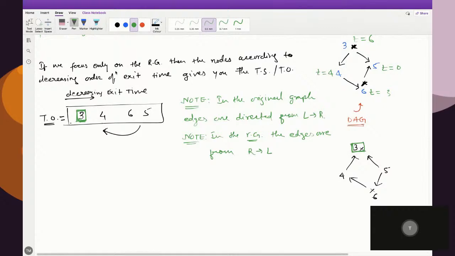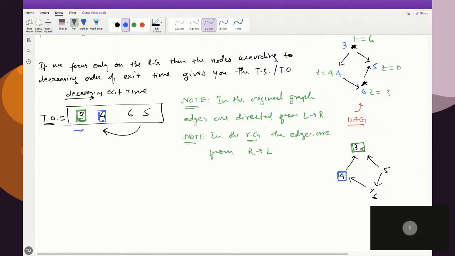Now, when you go to node number 4 in the next step, node number 4 can possibly visit only node number 3, but 3 is already visited. So when you do the DFS from node number 4, no new node is going to be visited. Only node 4 is going to be visited, because any other node that it could possibly visit is already visited, because we are doing this DFS from left to right.